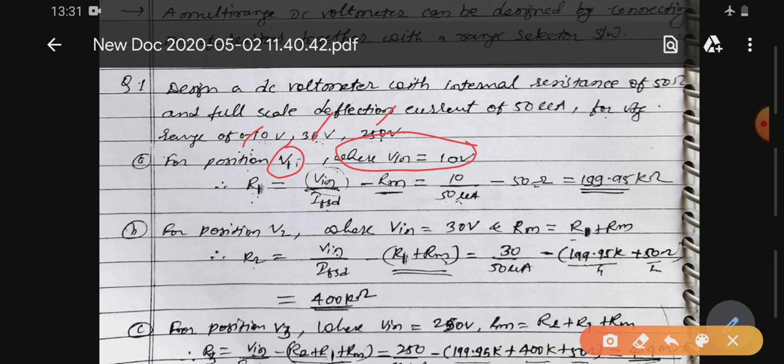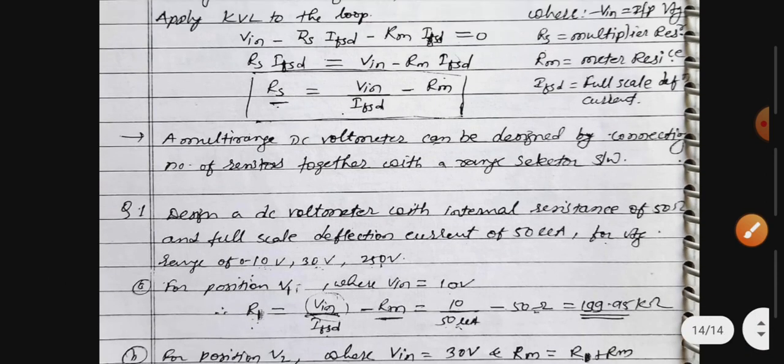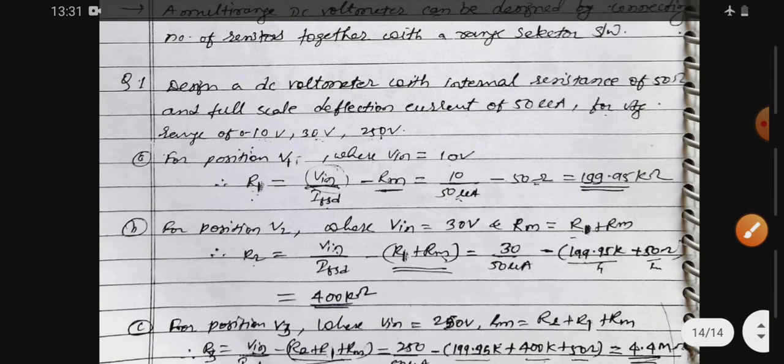Therefore we can calculate the value of R1 based on the basic formula: Rs is equal to Vin by IFSD minus Rm. So R1 is equal to Vin by IFSD minus Rm. You will get the value as 199.95 kilo ohm, which can be approximated to 200 kilo ohm. So for position V1, when Vin is equal to 10 volt, you got the value of R1 as 200 kilo ohm.